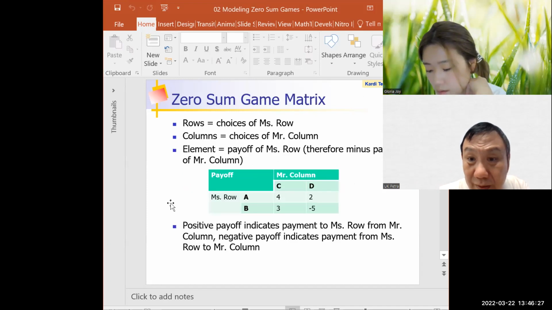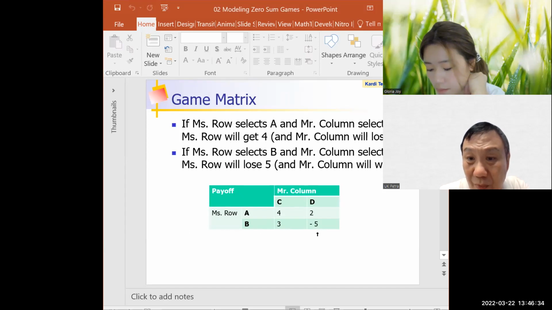So you already know this, right? A while ago I discussed what is zero-sum game. Okay, I will just skip this. And this is the example of game matrix.